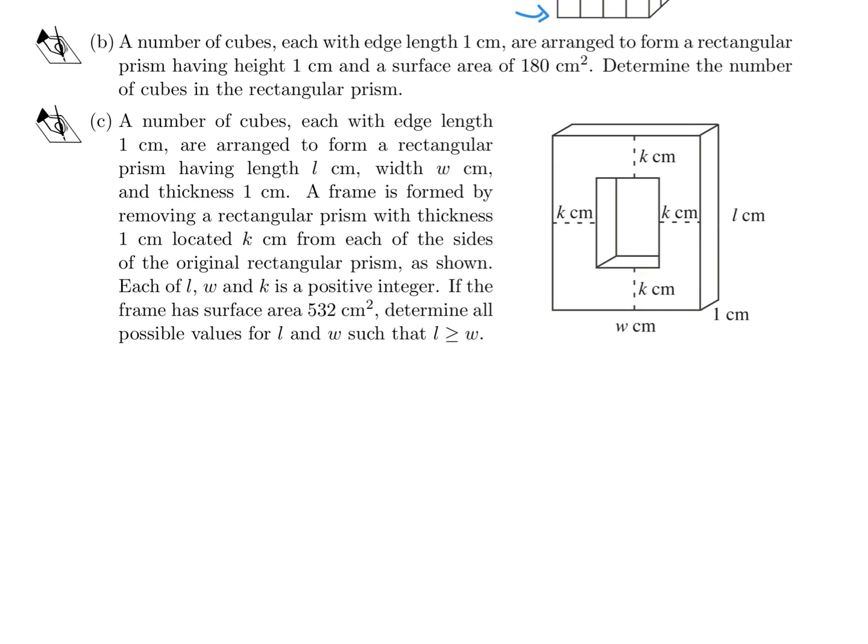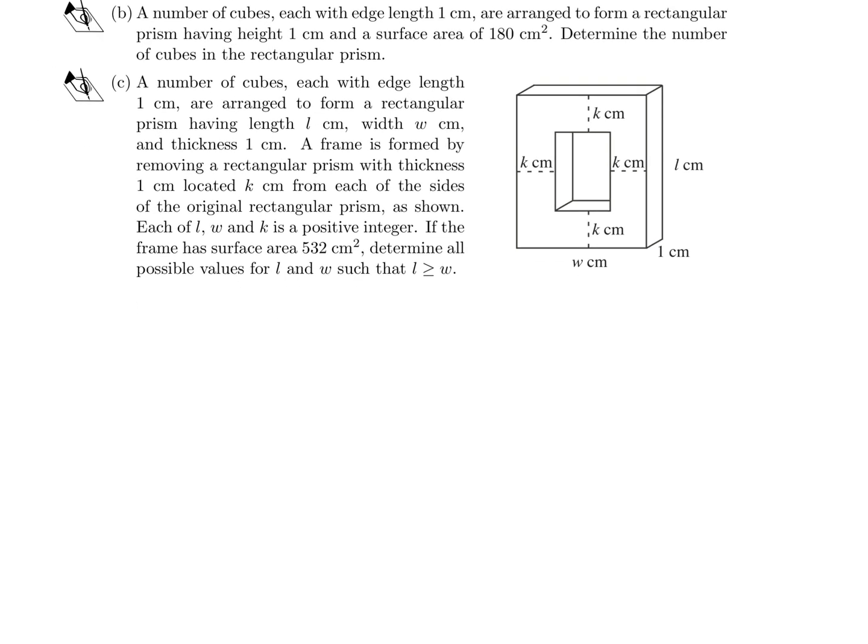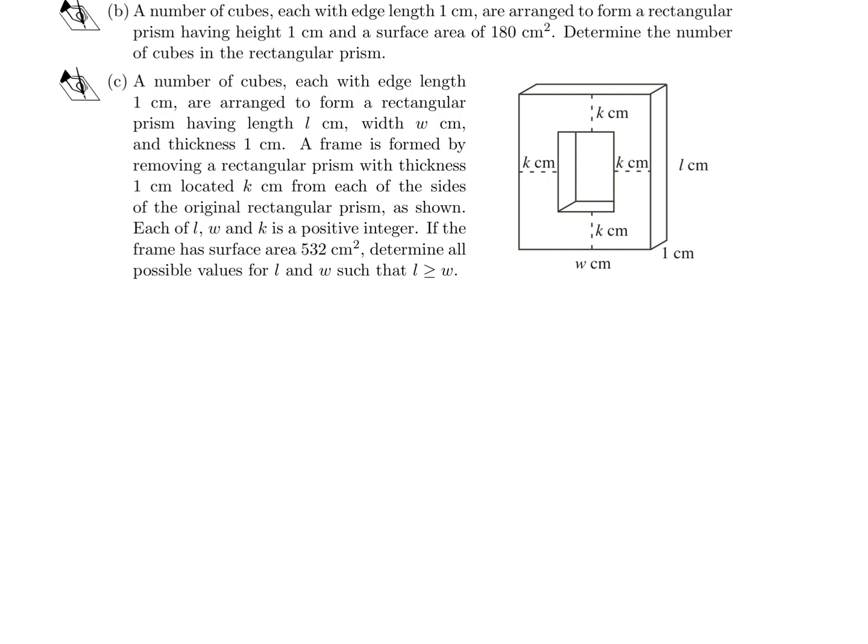A number of cubes, each with length 1, are arranged to form a rectangular prism of height 1, surface area 180. Determine the number of cubes in the rectangular prism. Okay. So this is a little bit different. This time what we have is a surface area is given to us, and we have to figure this out.